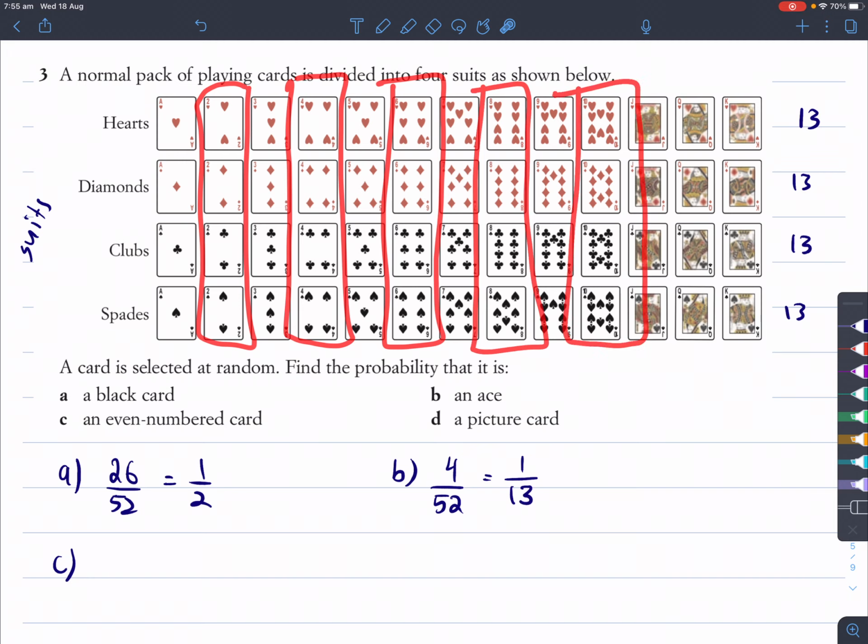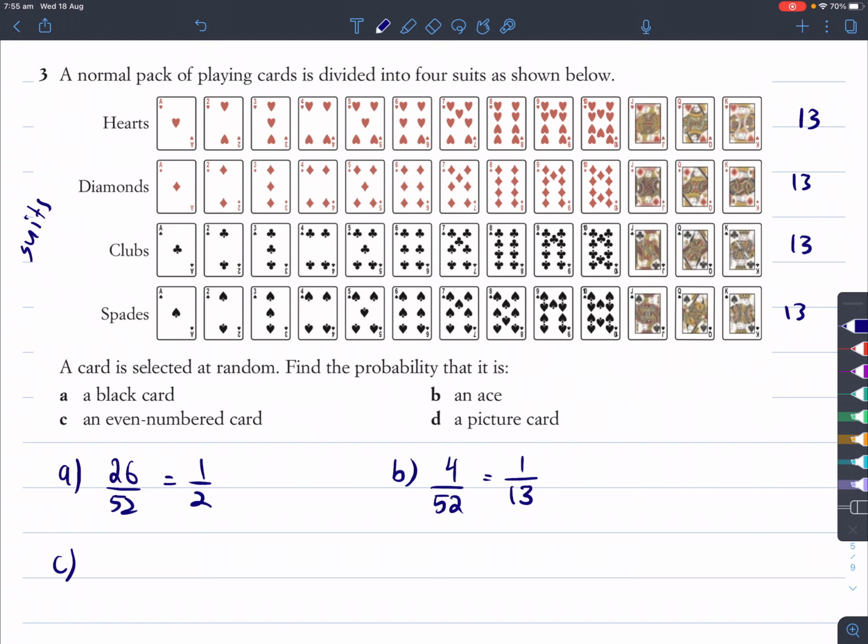So we can see there are 1, 2, 3, 4, 5 different numbers that are even, but there's 4 of each of them because there's 4 suits. So we're going to do 5 times 4, which is 20 out of 52. And that gives us 5 out of 13. Let's simplify it.